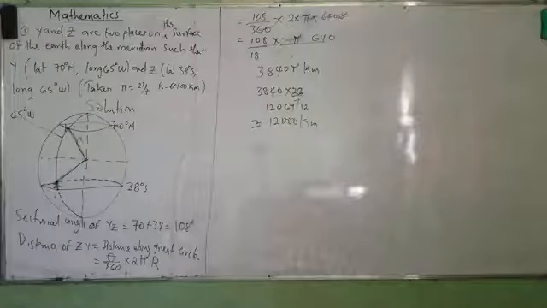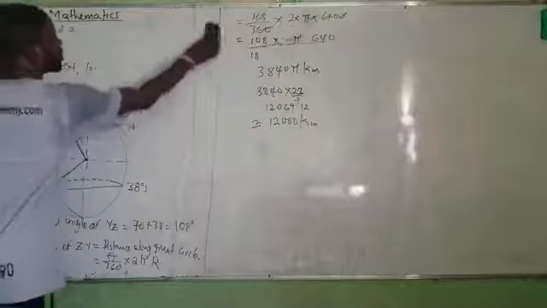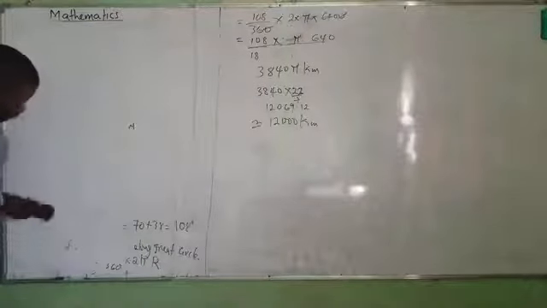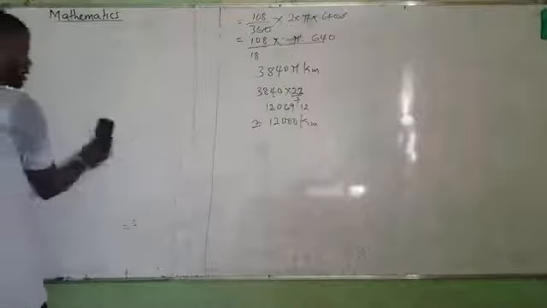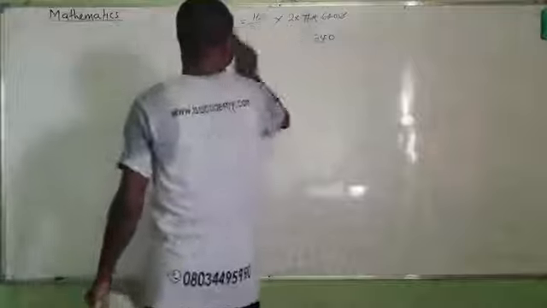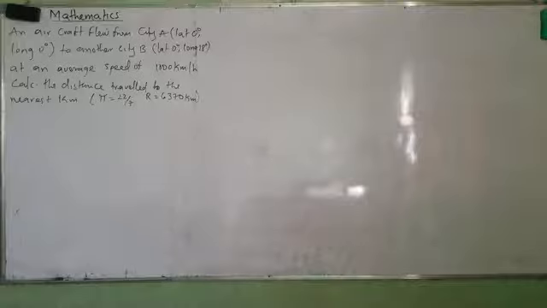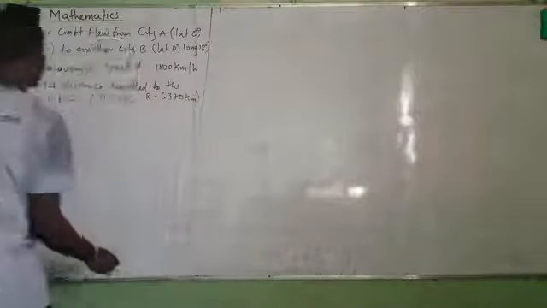Now let me try to show another problem for better understanding. Can you see what is called great circle? That is called great circle. Now, permit me to write the question down because of time. Look at another question which we can try to work on. Let's try to work on this particular area.